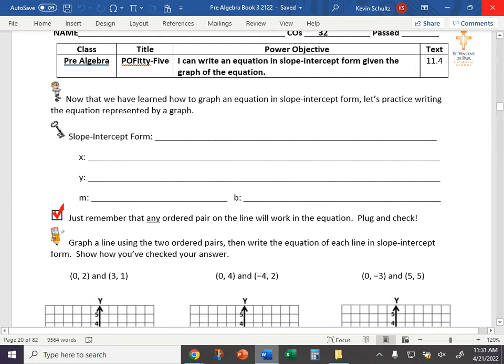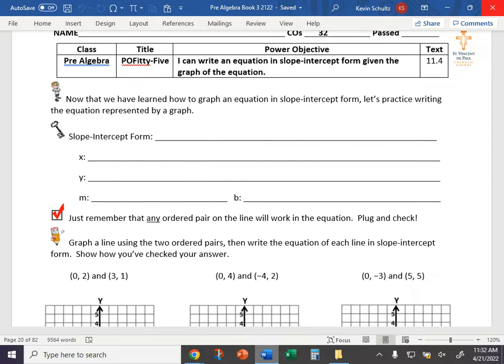Algebra. We are doing PO 55 today, which is kind of the opposite of what you did in PO 54. In 54, you graphed the equation when it was given to you. Now in 55, you are going to be writing the equation of a line that has been graphed. So it's kind of going backwards. You went from the equation to the graph, now you're going from the graph to the equation.